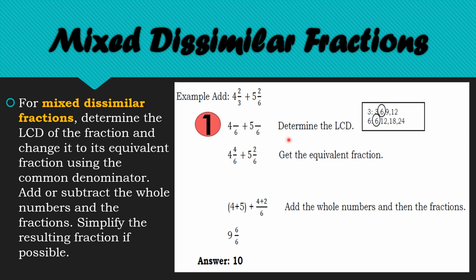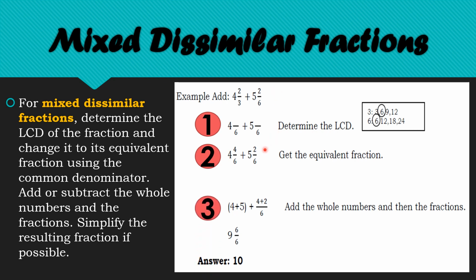Step 1, determine the LCD. Use the multiples of 3 and 6 to find the LCD. The LCD of 3 and 6 is 6. That is the denominator. Step 2, get the equivalent fractions. So 6 divided by 3 is equal to 2 times 2 is equal to 4. 6 divided by 6 is equal to 1 times 2 is equal to 2.